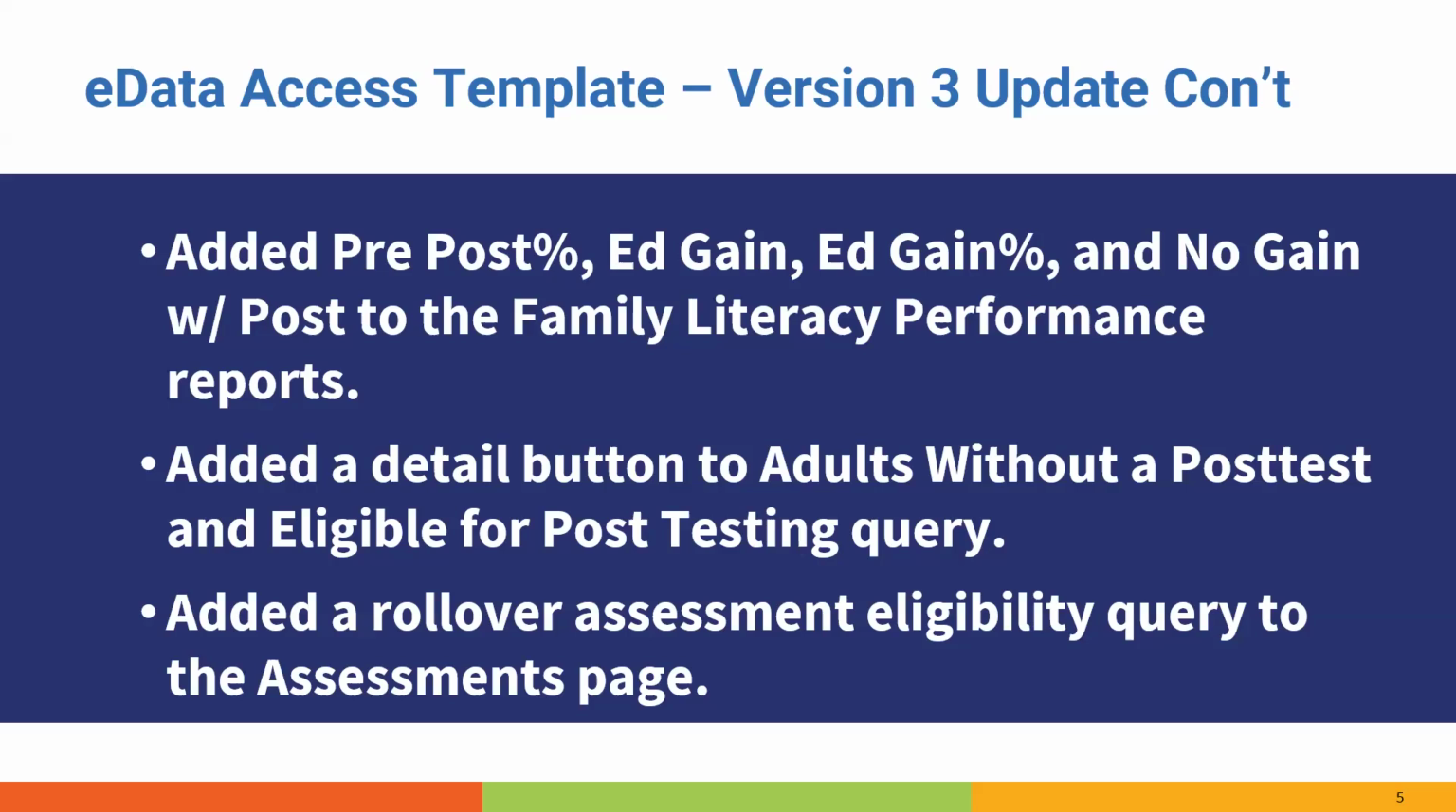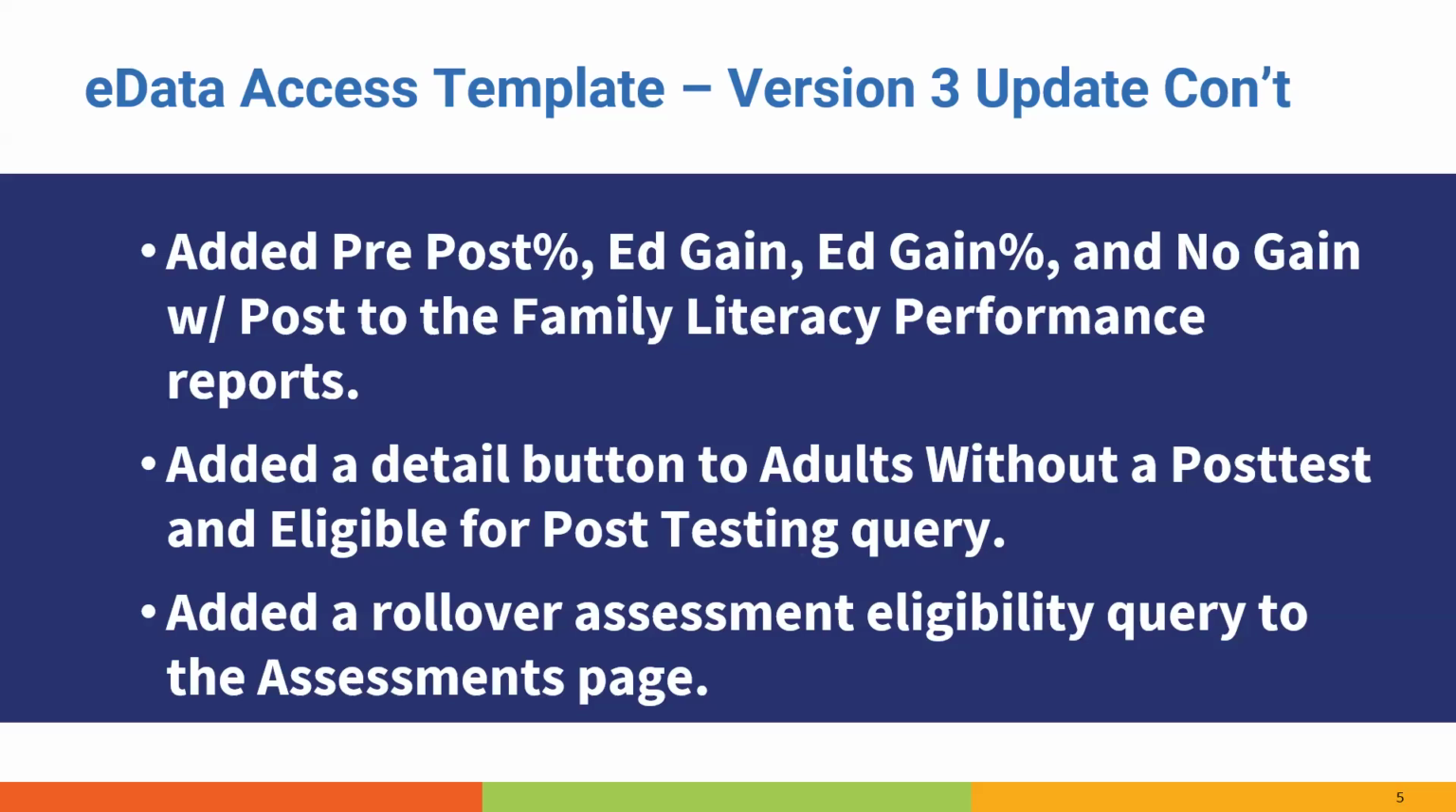And lastly, on this slide, we added a rollover assessment eligibility query to the assessments page. We'll get into that one also during our demonstration, but in summary, because I'll mention this again later in another slide, what this query does is it takes the max assessment date query, uses the first date for the next program year. So in the case of where we are now, that would be July 1st, 2025, and says how many people as of July 1st, 2025 will have a rollover eligible assessment in eData.